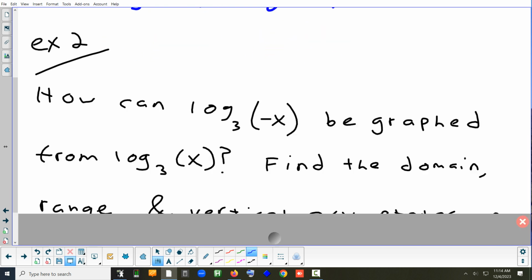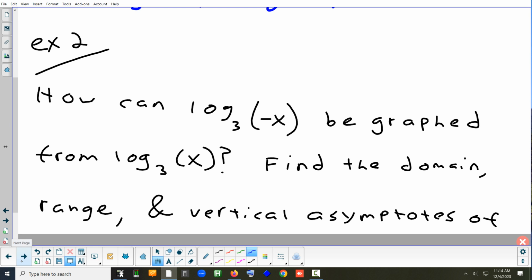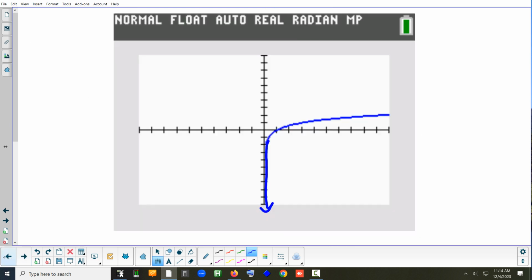Okay, so here's one. How can we graph log base 3 of negative x? We just did log base 3 of x. So if you do log base 3 of negative x, what is the negative going to do to that graph? It'd be reversing it, so it'd be in the opposite direction with negative numbers instead of positive. Can you give me the transformation? It would be a reflection over the y-axis. This is going to cause a reflection over the y-axis.